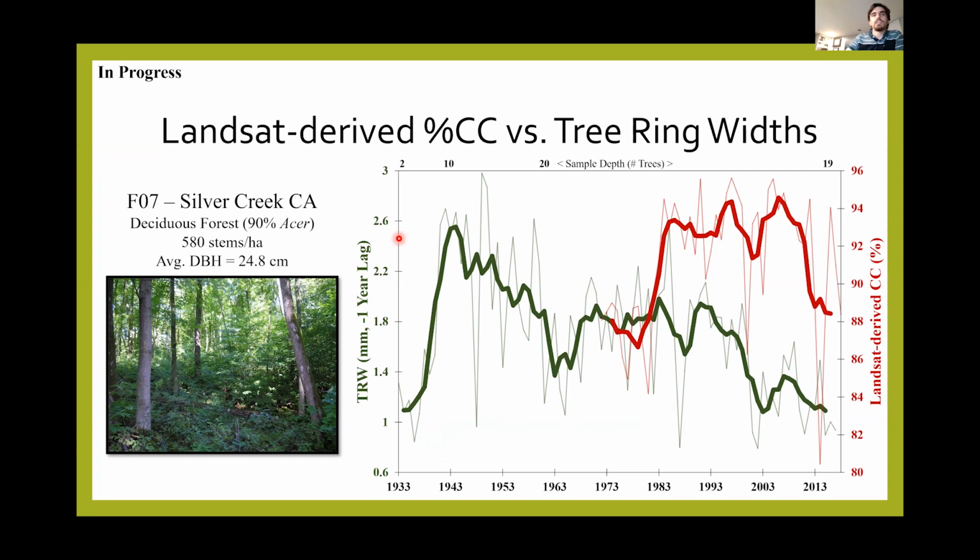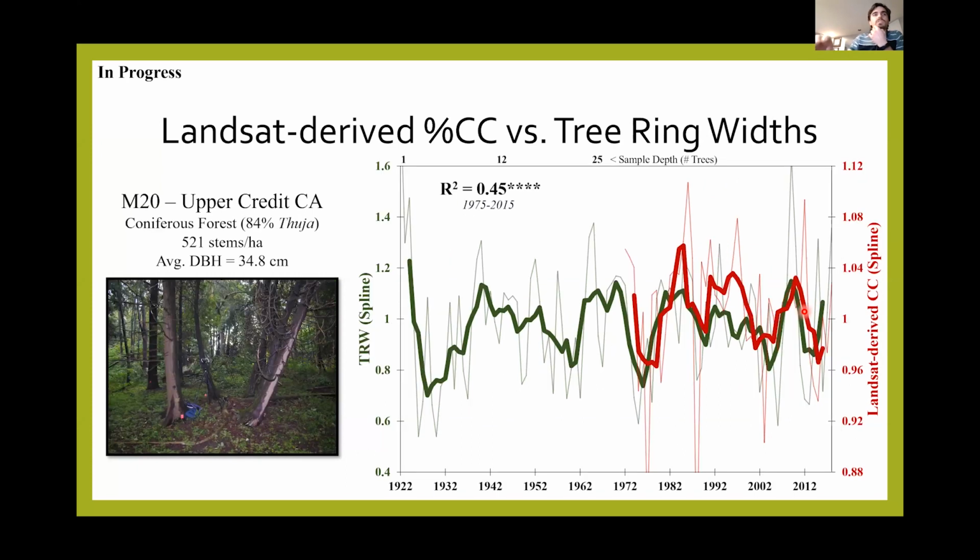And again, this is the tree widths in the green, the Landsat-derived canopy cover in the red, and then I have sample depth as well. You can see that on the top there, and then time on the x-axis. And you can start seeing that maybe it doesn't relate so much in the beginning, but as you get to these more recent years, we see similar dips in the record, and they follow a similar path. And so I did that for a couple other sites just to show it off.